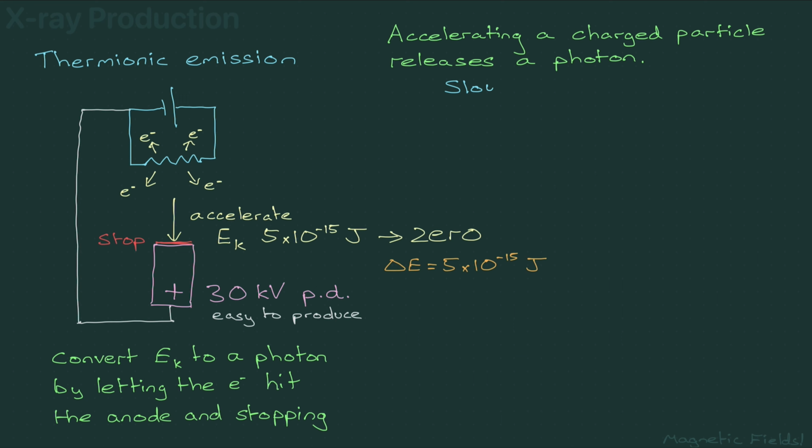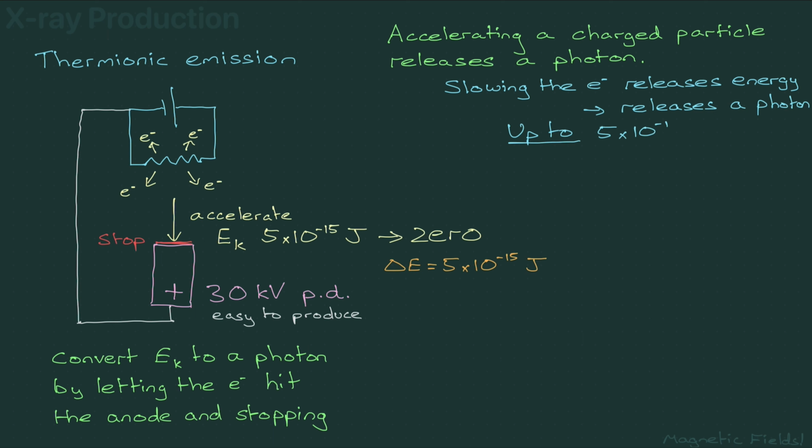Slowing down an electron will release energy, so release a photon. If the electron is stopped in one quick exchange, a photon with 5 times 10 to the minus 15 joules is released. But if the electron bounces around a bit or gets deflected, the kinetic energy will be lost in steps, with each step releasing one photon.